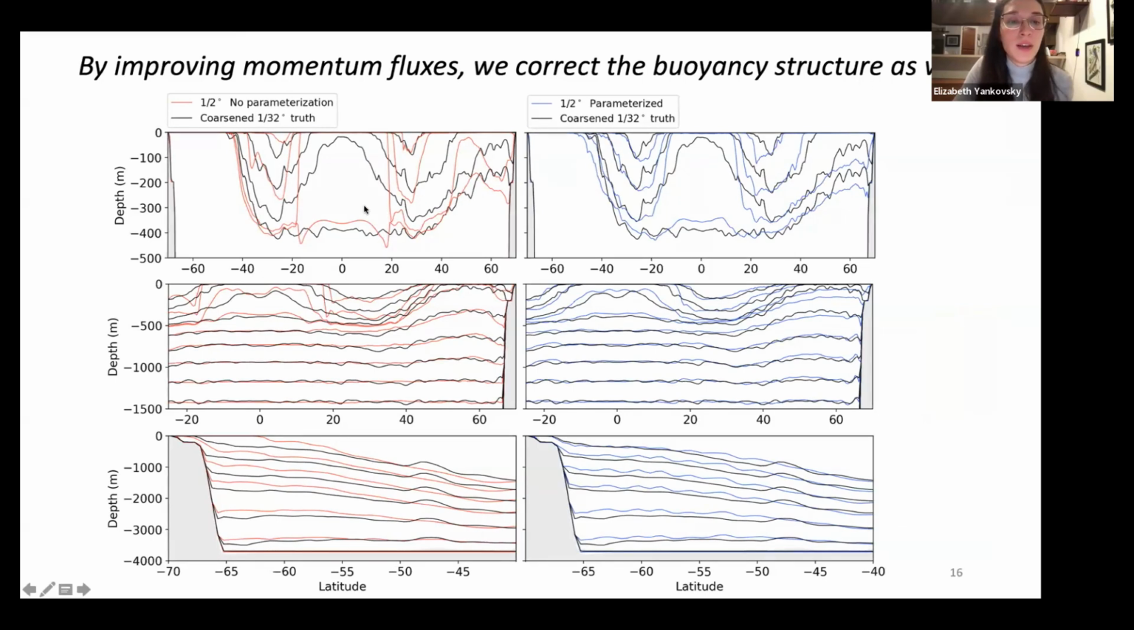So these plots on the left with the red lines are showing isopycnals for the case with no parameterization compared to the truth in black. And on the right is our parameterized case in blue, the truth in black again. You can see that in the case with no parameterization, we see overly steep isopycnals in numerous parts of the domain. That is, for the most part, significantly improved with our parameterization. Also, the outcroppings of certain isopycnals in the ACC are significantly improved. And yeah, the potential energy of this parameterized simulation is more in line with the truth.